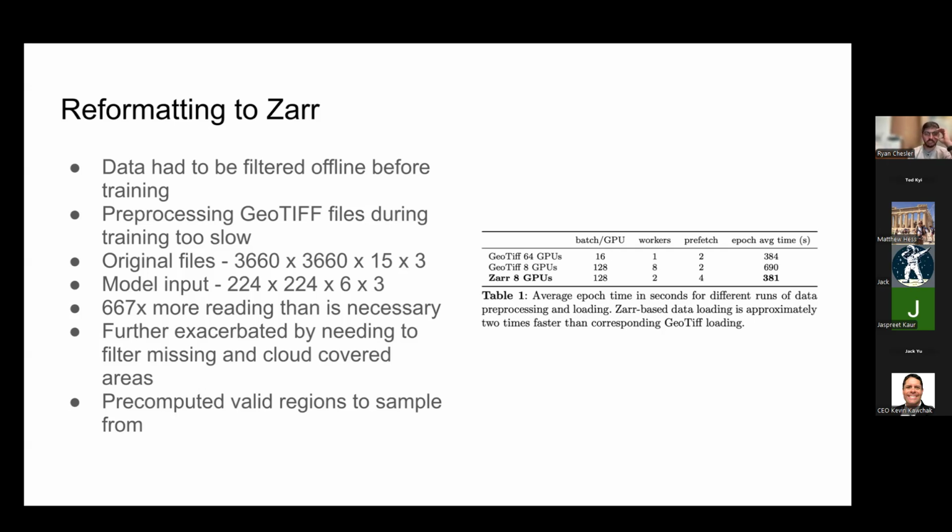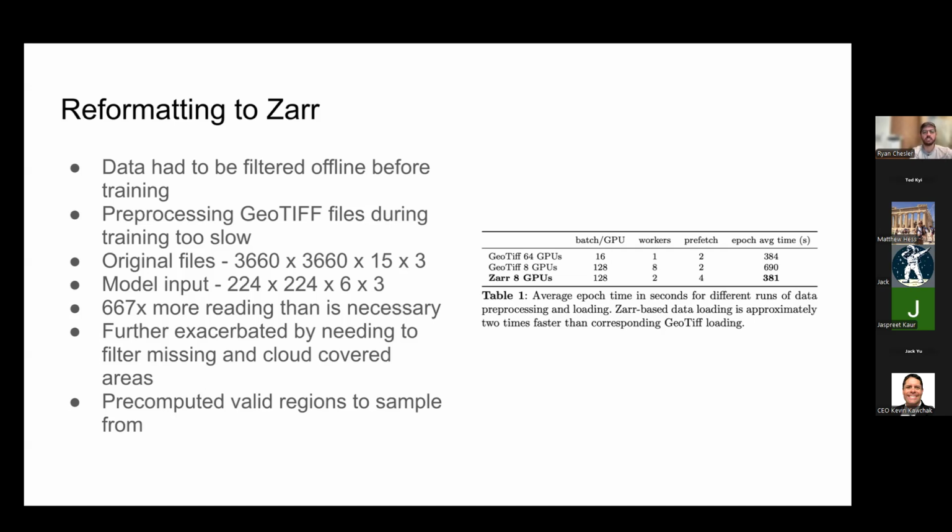And so if they wanted to load their unit for actually training, they load this huge file, and then they take a 224 by 224 crop, and then they throw away nine of the spectral bands. If you do the math on all of that, you realize you're doing 667 times more reading than you actually need to look at the training data that you want.